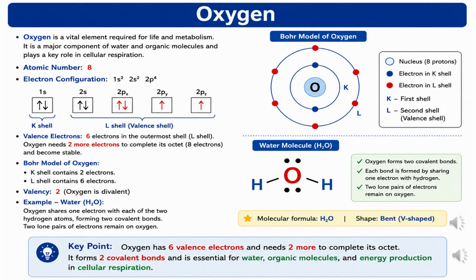Instead of gaining 2 electrons, oxygen usually shares 2 of its valence electrons with other atoms, allowing it to form 2 covalent bonds. This is why oxygen is called a divalent element.